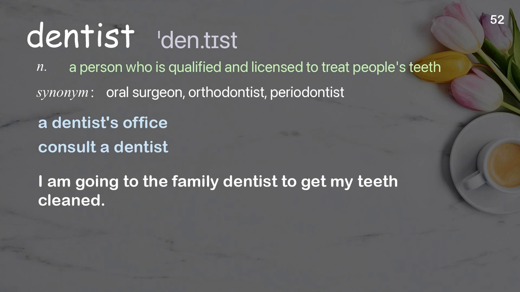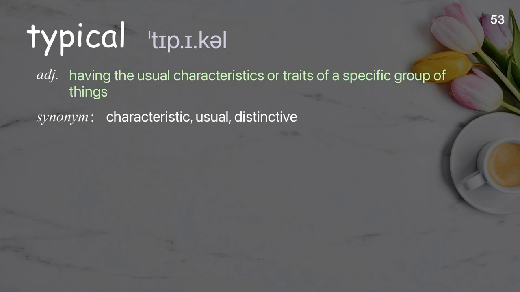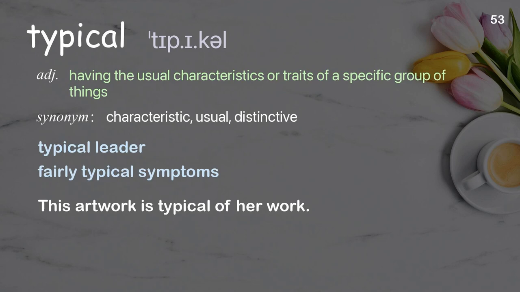Typical. Having the usual characteristics or traits of a specific group of things. Examples: typical leader, fairly typical symptoms. This artwork is typical of her work.